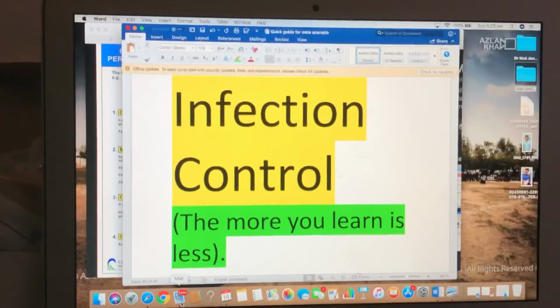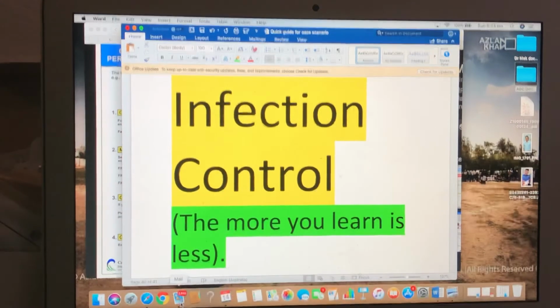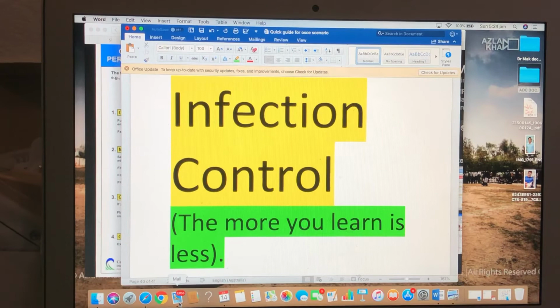Okay, so whenever you remove your gloves, you alcohol rub. Before wearing your gloves, you alcohol rub. If you do that, there's no harm in doing that, and you're completely safe. Okay? Most importantly, whenever you remove your gloves, straight away alcohol rub.